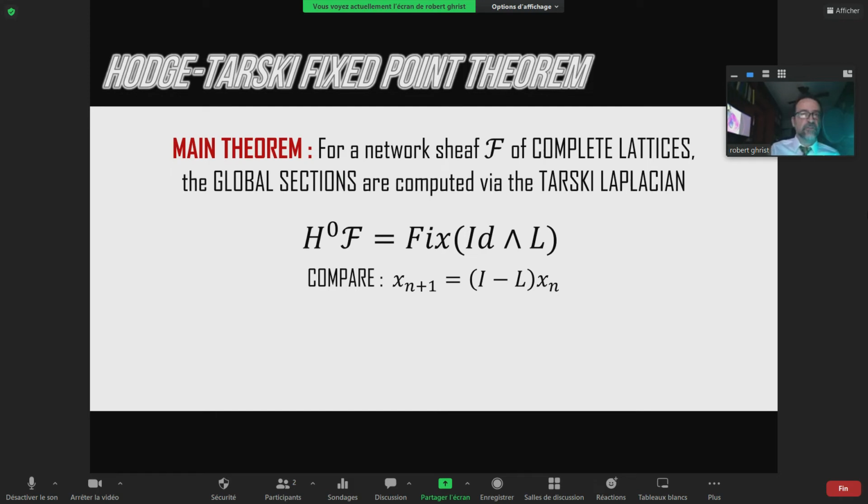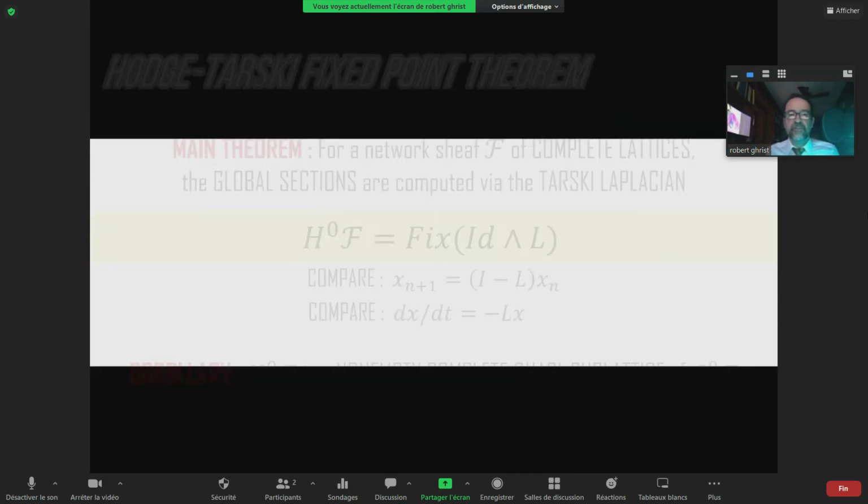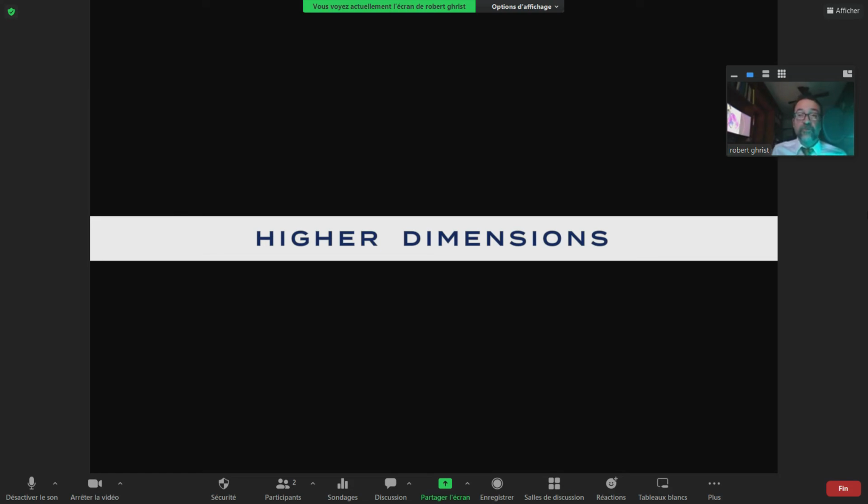If you look at the fixed point set of that discrete time heat equation, that's exactly the global sections when we were talking about vector space coefficients. That's very cool. This is really a discretization of a heat equation, but for sheaves of lattices. And we get the very non-obvious corollary that the global sections of such a sheaf is non-empty, and it's a complete quasi-sublattice of the zero cochains. Plus, what's really cool is it's an algorithm. You just talk to your neighbors, do diffusion, and you get to a global section. Very nice. Now, there's a whole bunch of interesting questions here.